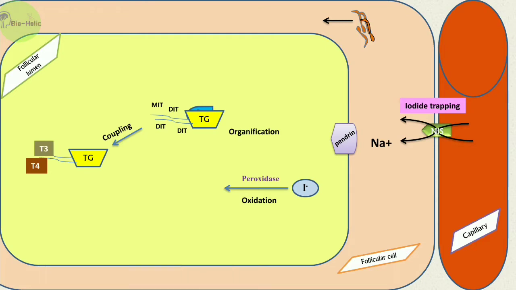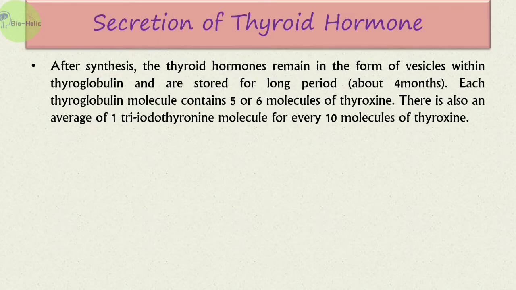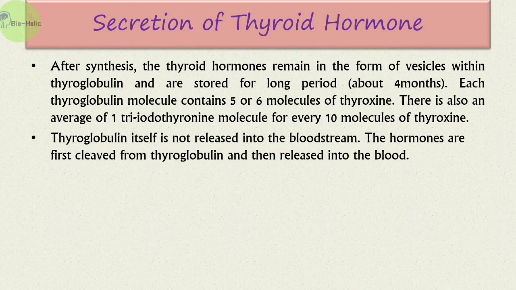After formation of T3 and T4, they are stored in the form of vesicles and can remain there for a long period, that is about 4 months. Each thyroglobulin molecule contains 5 or 6 molecules of thyroxine. There is also an average of 1 triiodothyronine molecule for every 10 molecules of thyroxine.